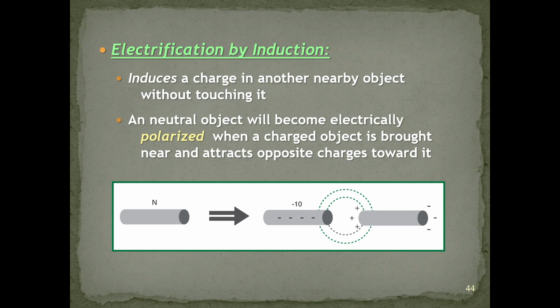Lastly, electrification by induction. Induction just induces a charge in a nearby object without actually touching it. This should be no surprise to you, because you learned in previous lectures that electric charges in motion generate a magnetic field. The magnetic field can affect a nearby conductor. And so this is what we're talking about here. A neutral object will become electrically polarized when a charged object is brought near and attracts the opposite charge towards it.